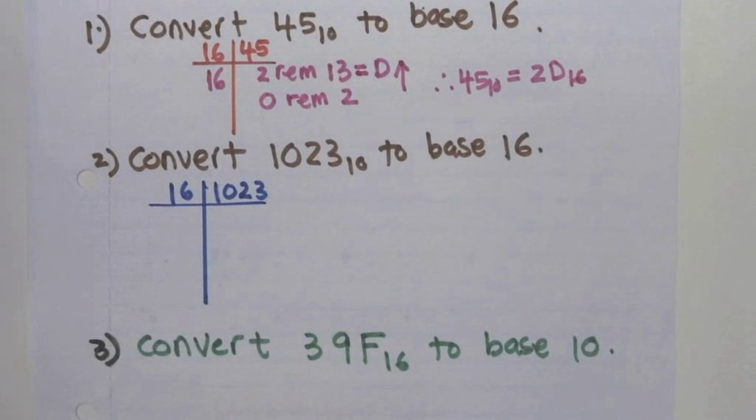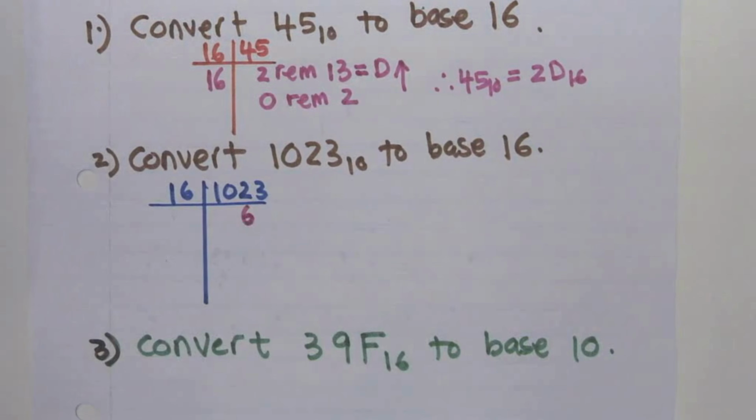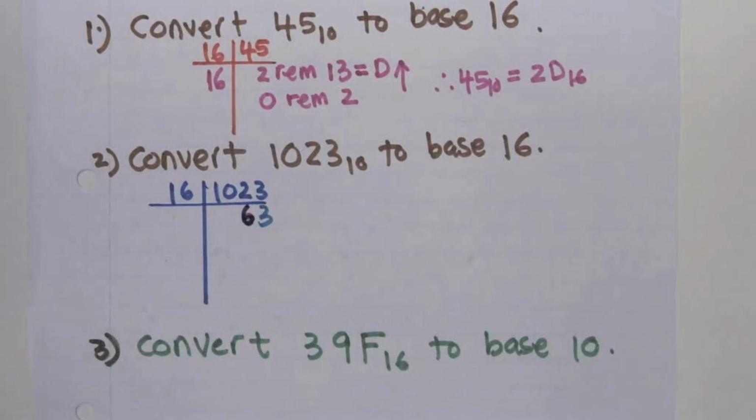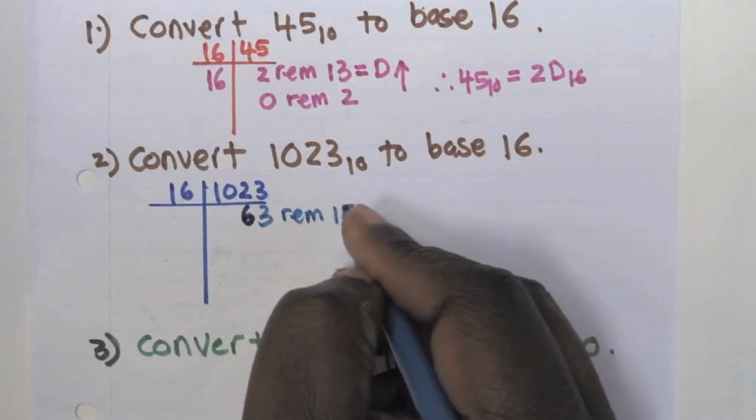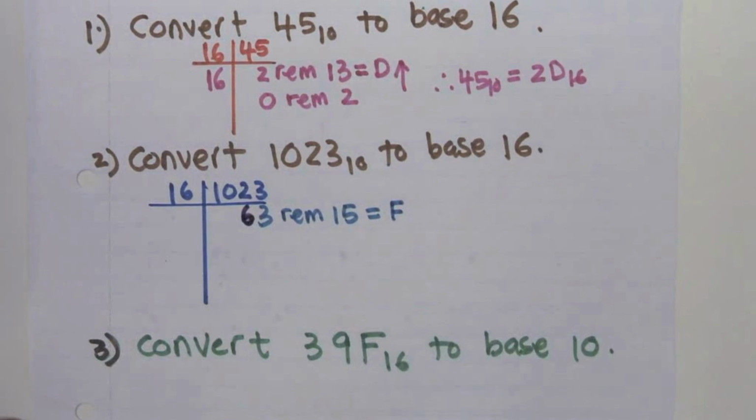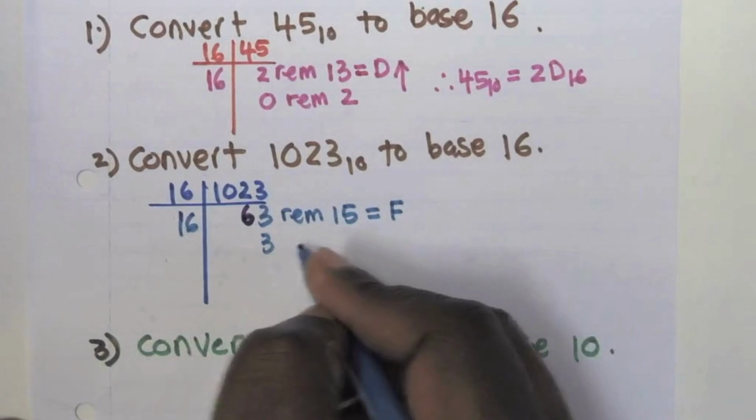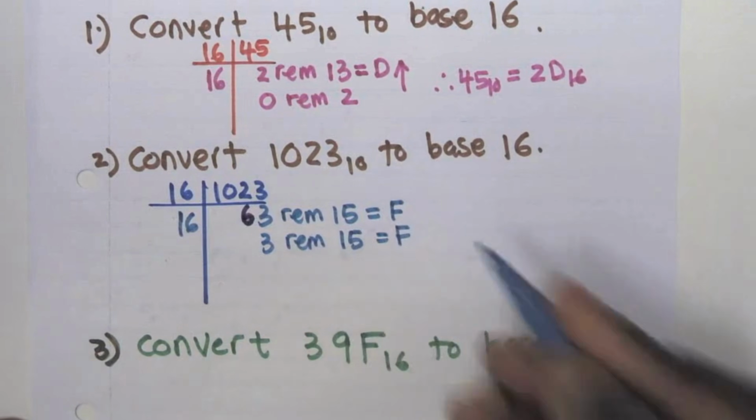Let's move on to the next one. We need to convert this number here, 1023, in base 10 to base 16. So we are going to divide successively again. If we do the first division here, I'm getting 63 remainder 15, and 15 is represented by F. If I divide here again, I'm going to get 3 remainder 15 again, and this is represented by F.